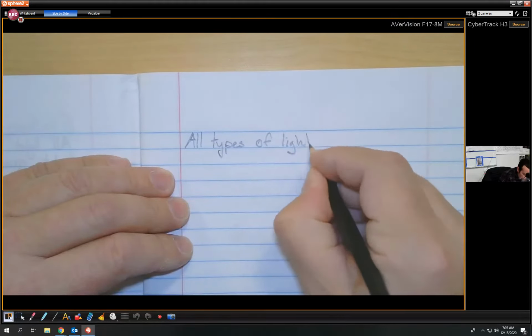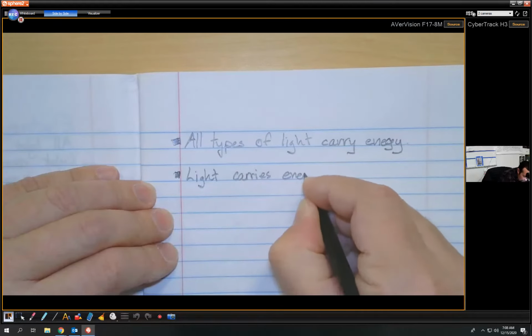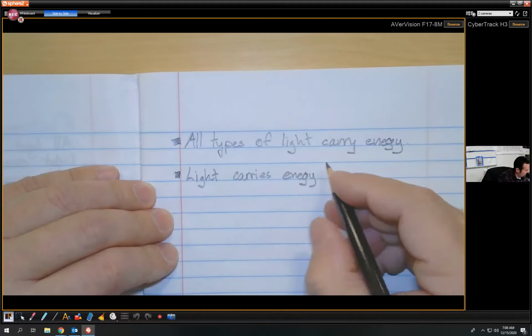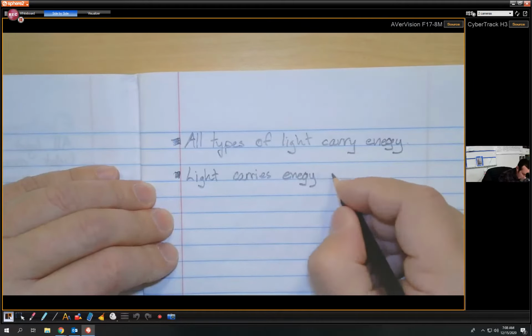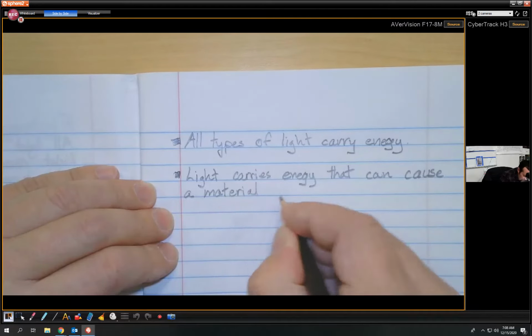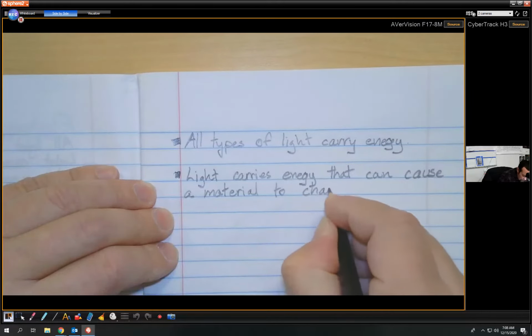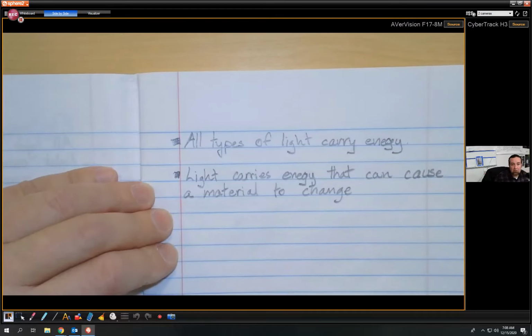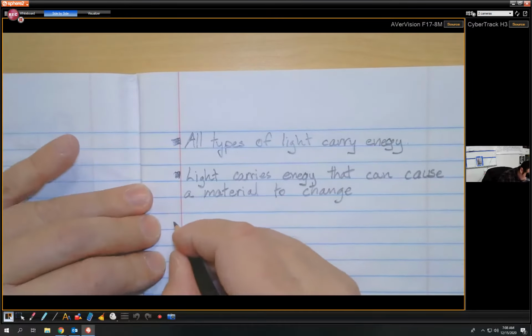So this next one is, let's see, light carries energy that can cause a material to change. Yay! 2 statements of fact.